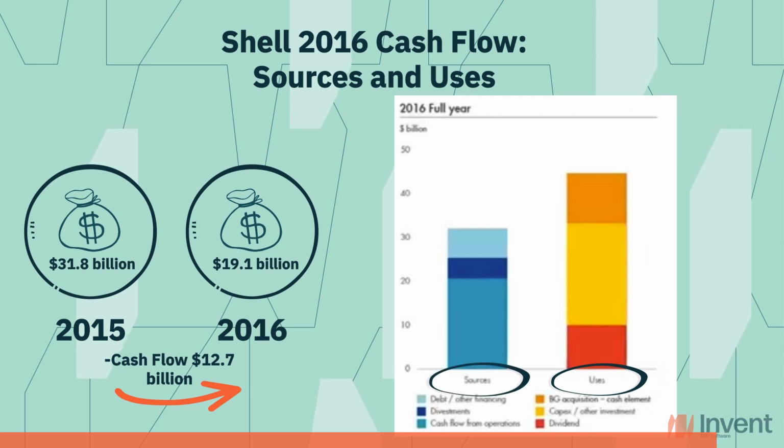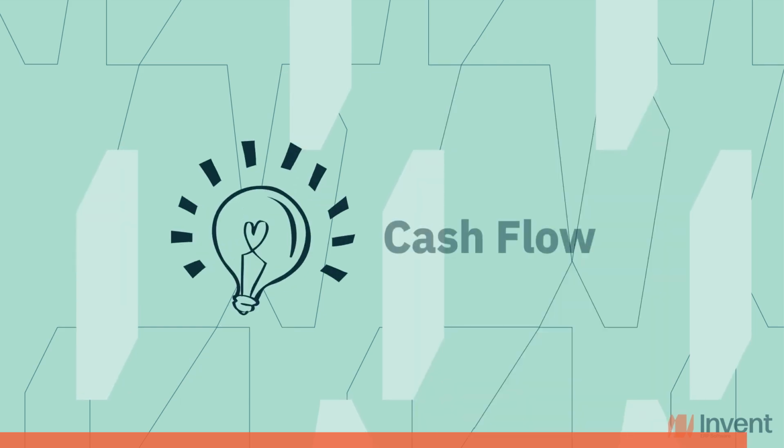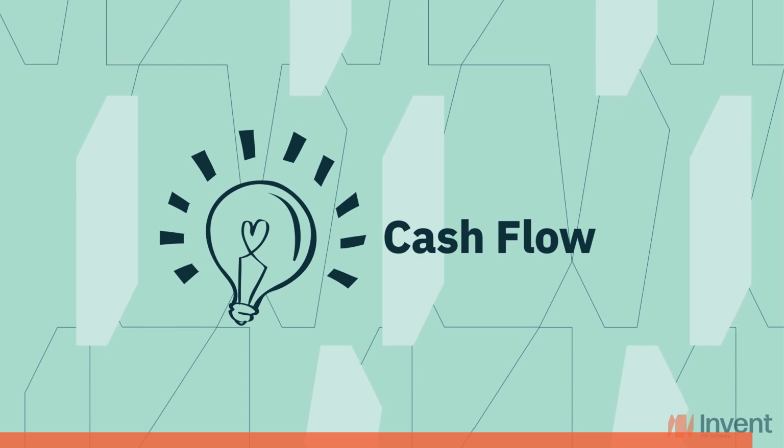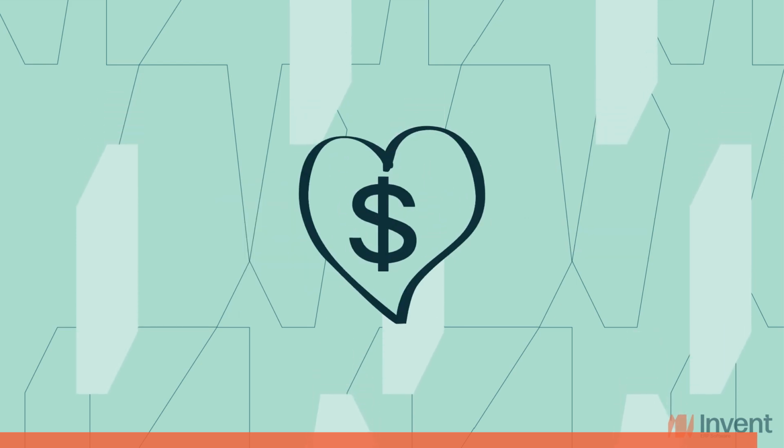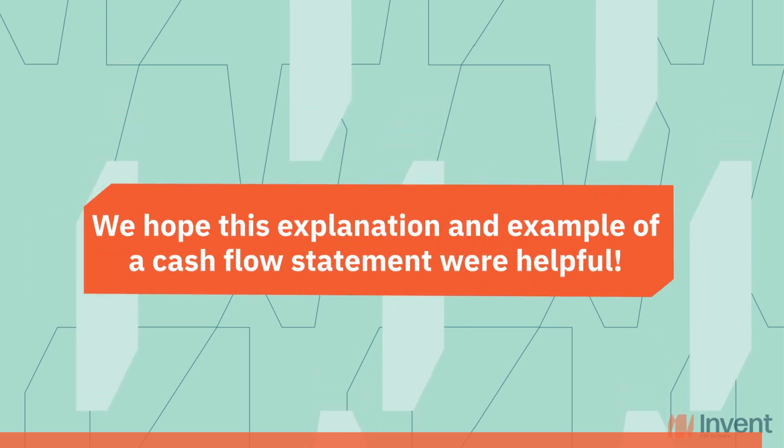The prolonged low oil prices caused Shell's operating cash inflow to hit its lowest level in years. However, the reduced capital expenditures, CapEx, helped partially offset this decline. Understanding cash flow is essential for seeing the full picture of a company's financial health. We hope this explanation and example of a cash flow statement were helpful.